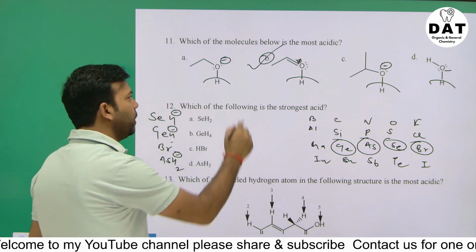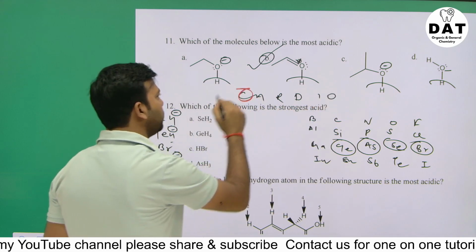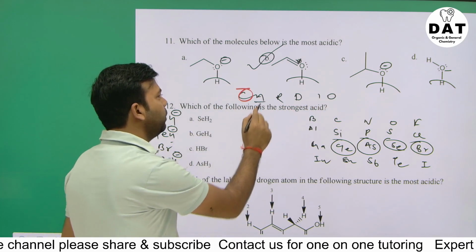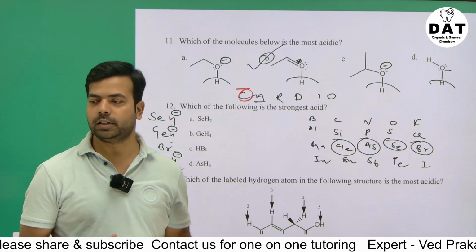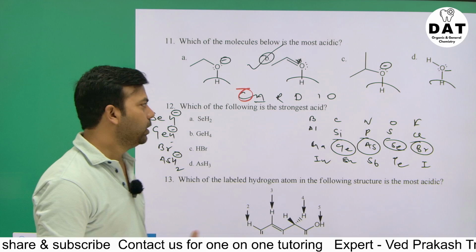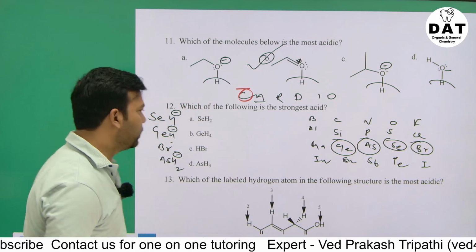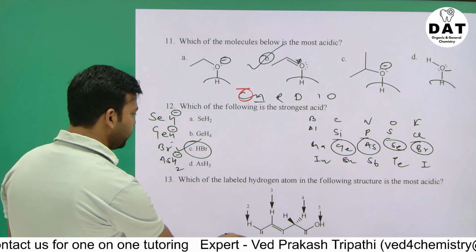Now look at here, very easy. If you are going to apply CARDIO, the very first one is charge, everyone here has the same charge. Next one is atom. Atom means if you are moving left to right in the periodic table, electronegativity increases and acidic strength also increases. So Br is the most right extreme, so Br is more acidic. So the answer will be C. Now next, 13.